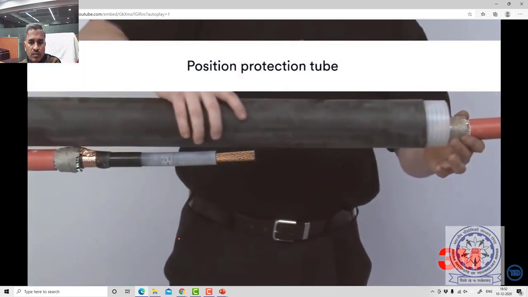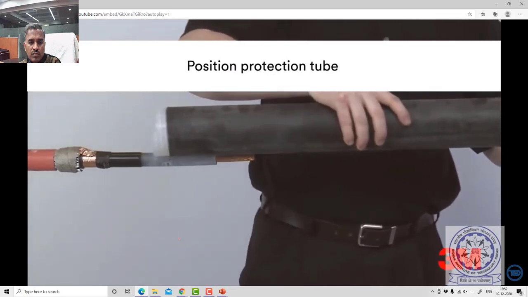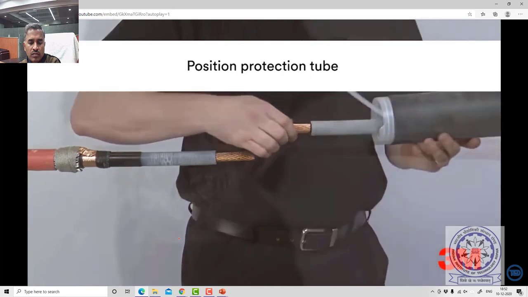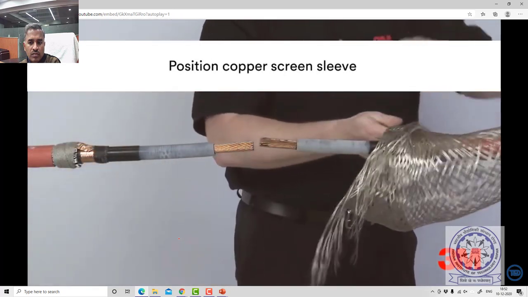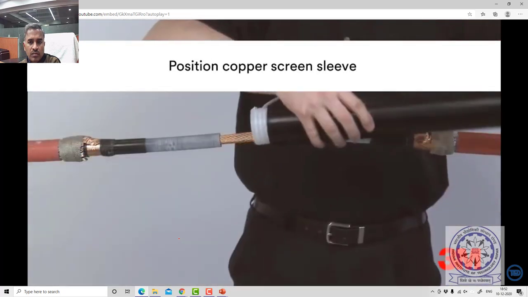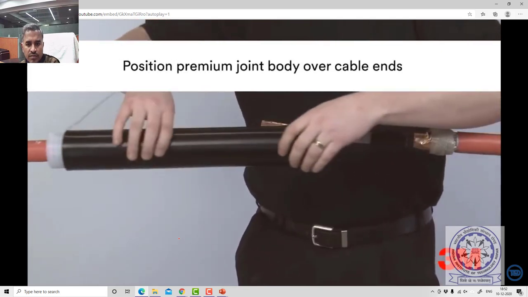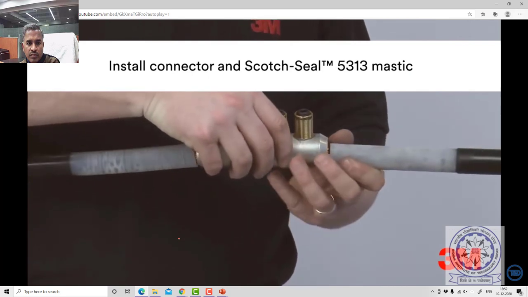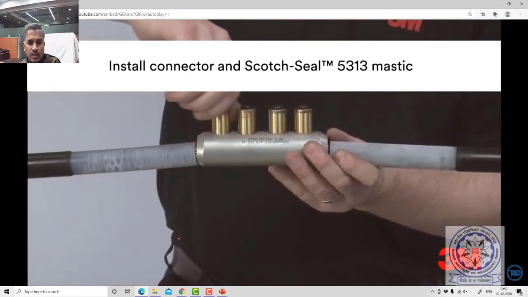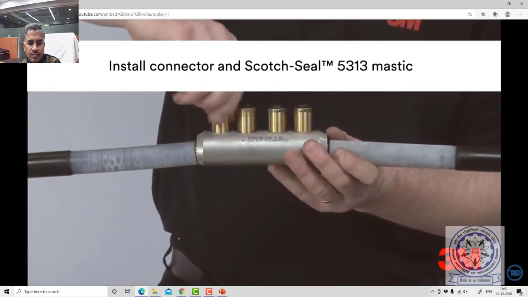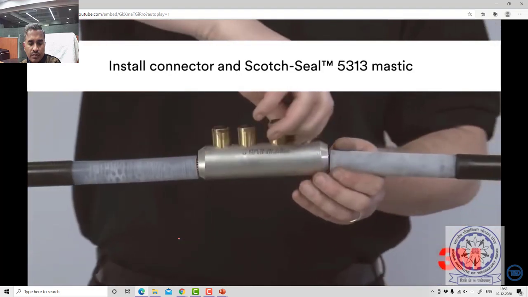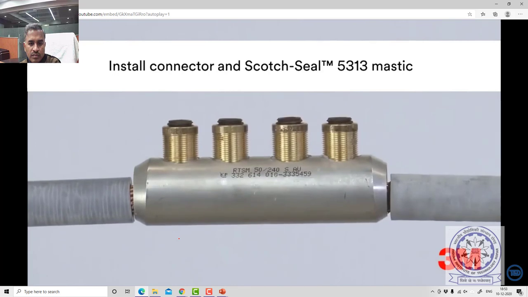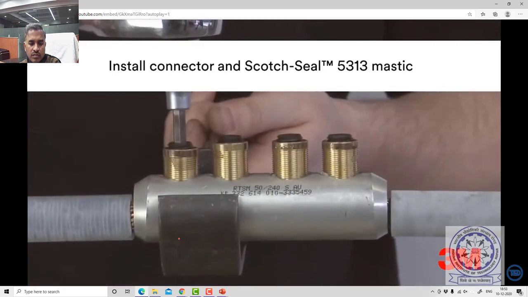The cold shrink protection tube is then positioned over the cable, followed by the copper wire sleeve and the premium joint sleeve. The connector is installed according to the connector supplier's instructions. Connector. The majority of 3M kits now come complete with connectors. However, if required, an alternative connector can be used, providing they suit the requirements of the cable and fit dimensionally within the joint.